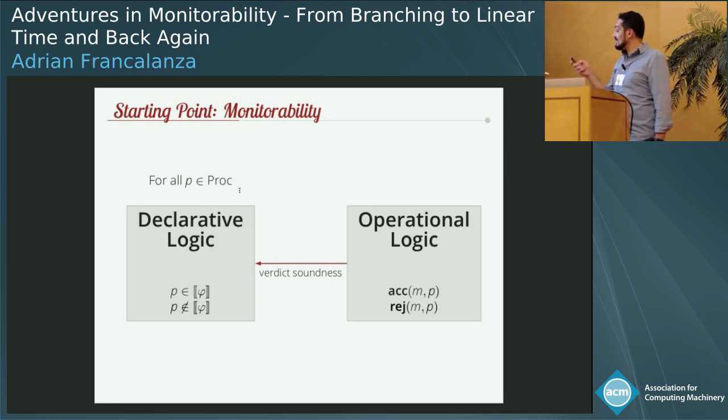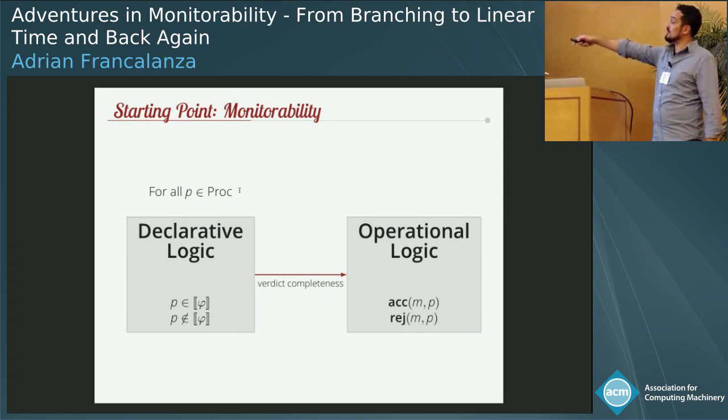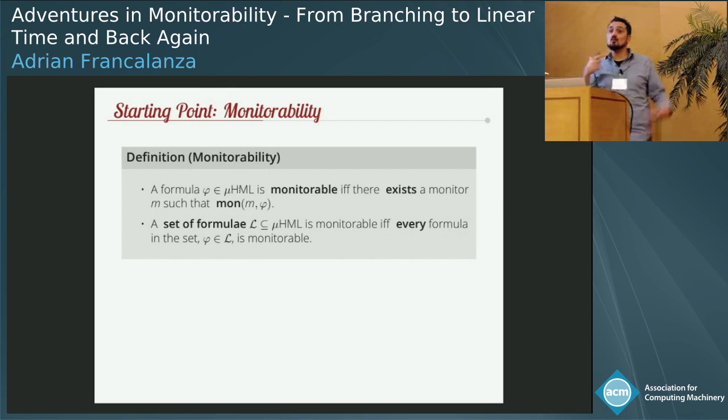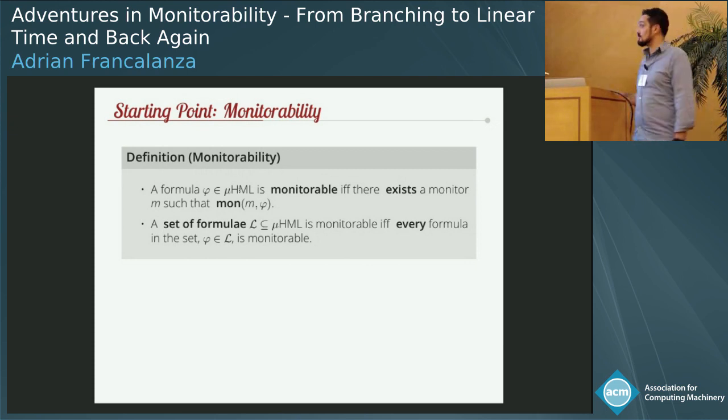The other criterion is completeness, which essentially says, for all systems, whenever the system is in the property, then your monitor should accept it. And whenever the system is not in the property, then your monitor should reject it. Now, equipped with this, we can finally define what we understand by monitorability. So, a formula or a property, phi, is monitorable if there exists a monitor that satisfies these two criteria, soundness and completeness. And a set of formulas, or a logic, is monitorable if every formula is monitorable itself.